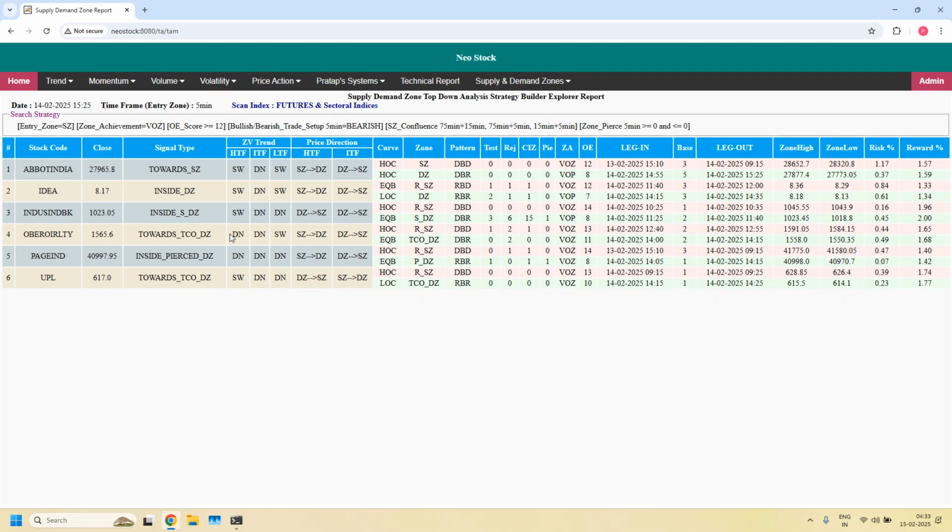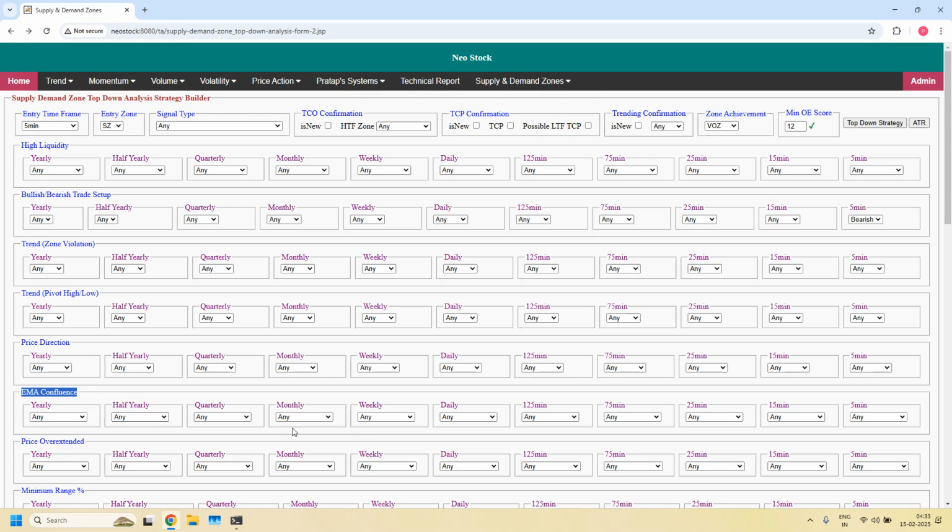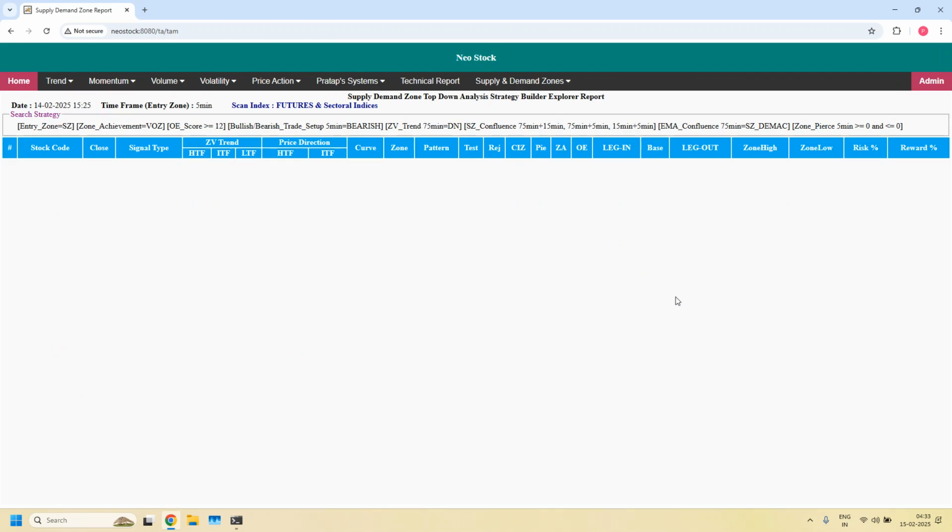It's not last 3, 4th and 5th. Last one is also sideways. Okay, in the EMA confluence, 75 minutes time frame, checking 75-minute supply zone having daily EMA confluence, and trend on the 75 minutes should not be sideways, it should be downtrend because it is bearish trade setup. So none of the stocks are having EMA confluence. So this is about bearish trade setup for hourly income trade.